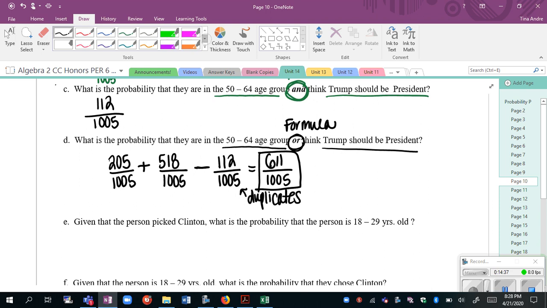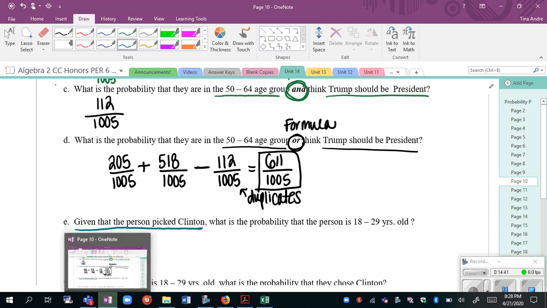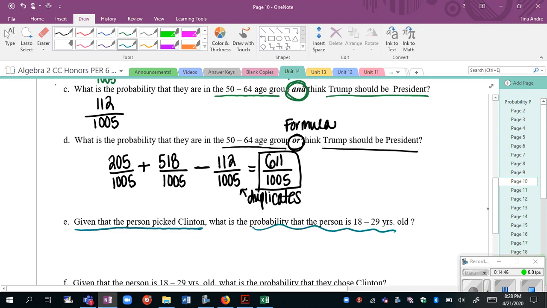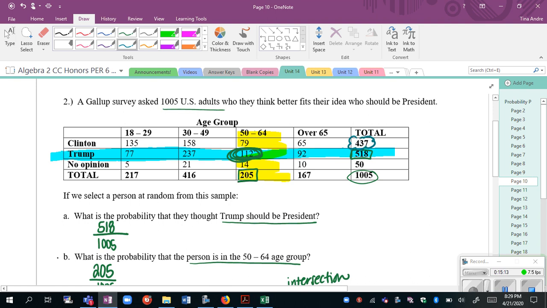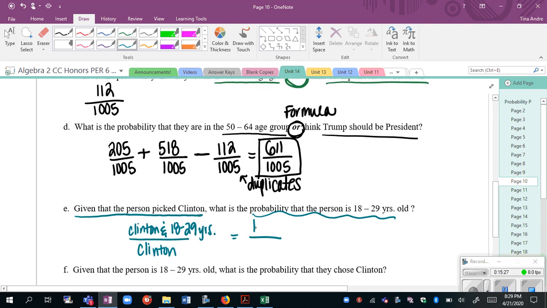Now we have some givens, so some conditional probabilities. Given that the person picked Clinton, what is the probability that they are 18 to 29 years old? What we need here is, given that they picked Clinton, the probability that they are Clinton and 18 to 29 years old. Out of the people that picked Clinton, let me scroll up, there's 437 people that picked Clinton. What's the probability that those people were also 18 to 29 years old? There's 135 out of the 437. Again, you don't necessarily have to show this written work. This is just me showing you how the formula is being used, but you can just think through it and go right to the numbers. That's enough work for that.